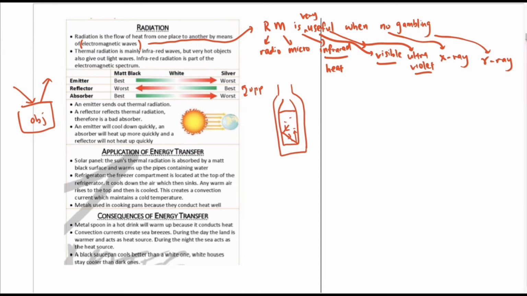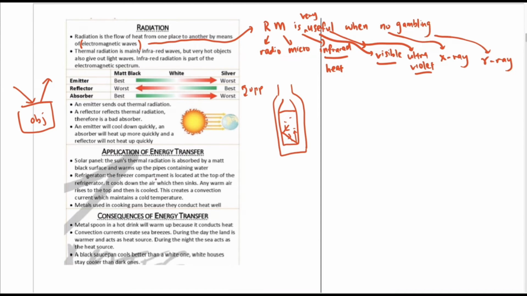Applications of energy transfer. The first point, solar panel. The sun's thermal radiation is absorbed by a matte black surface. If you have seen that before, you should know that a solar panel is black in color and warms up the pipes containing water. So that is how the solar panel is used to heat up the water. It's matte black because matte black is basically the best absorber that will absorb a lot of sunlight.